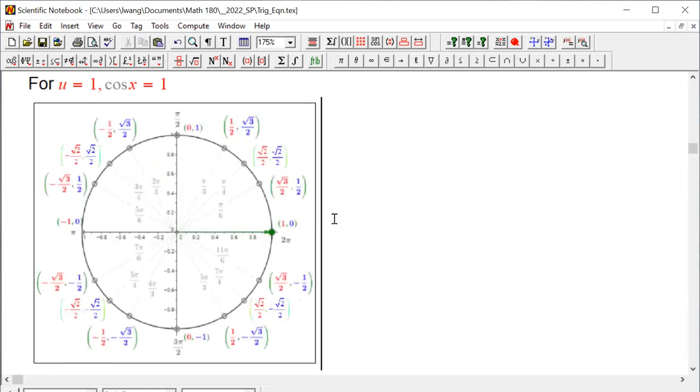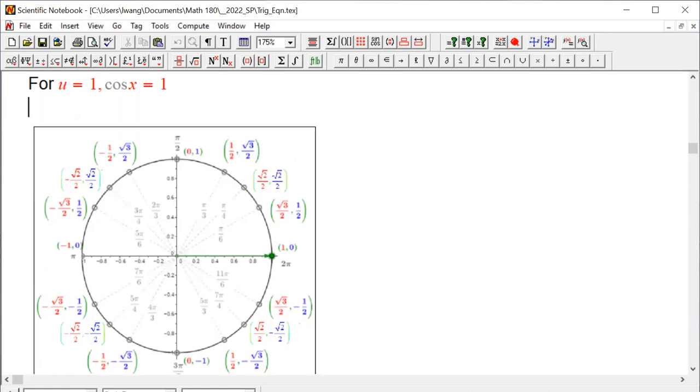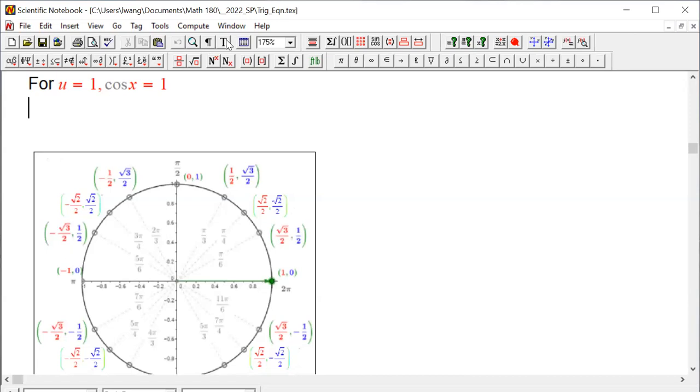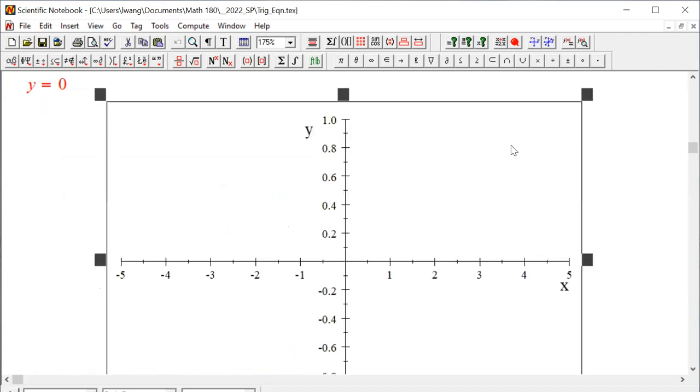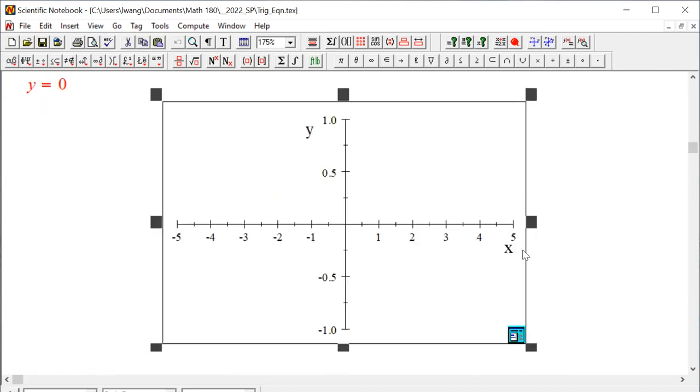Okay, and find the terminal where the red number equals 1. Which red number equals 1? Right here. Do we have another one? No, there's only one, right? So any angle that terminates on this terminal, and that's it. To keep it simple, I like to keep it simple. So y equals 0, I just have to mark that terminal.